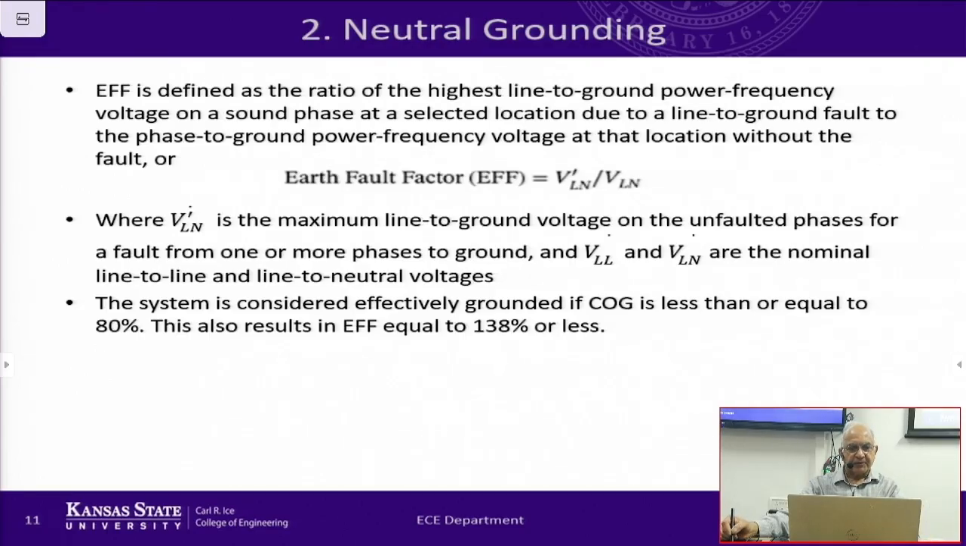So what is important is the system is considered effectively grounded if COG is less than or equal to 80%, and this results in EFF equal to 130% or less. That's because we are dividing by a smaller quantity here, so EFF will be larger. If this number is higher, then we have to worry about it because it means that your grounding is not good.